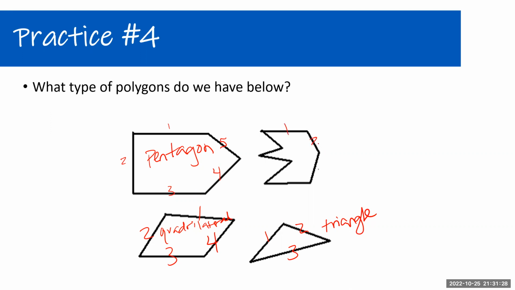Here we have 1, 2, 3, 4, 5, 6, 7, 8 sides. So it doesn't look anything like a stop sign, but it is in fact an octagon.